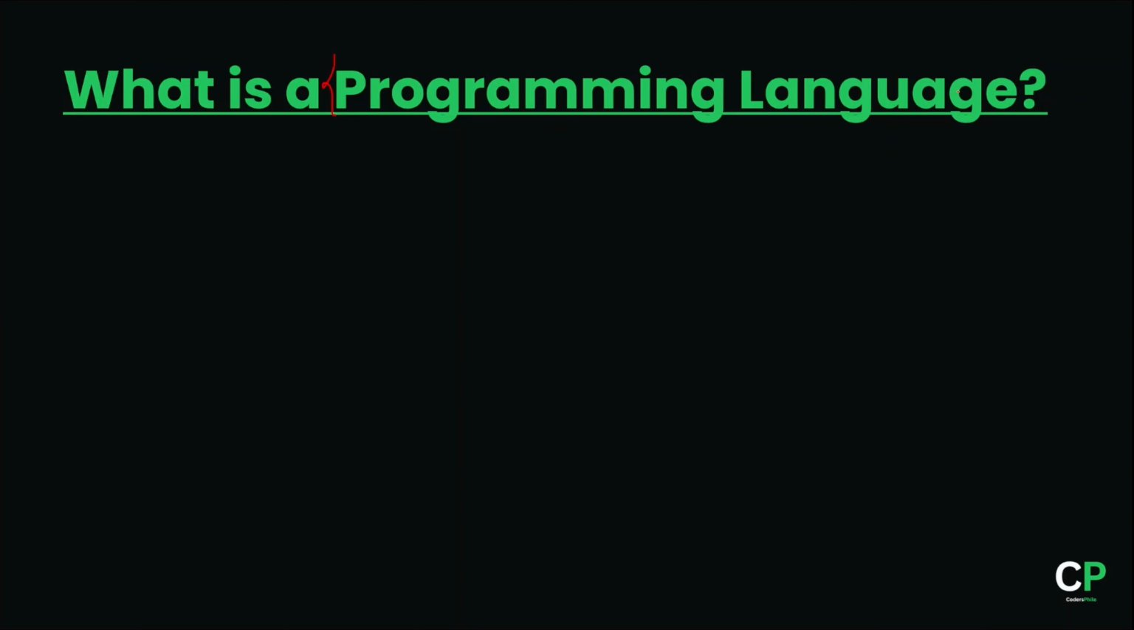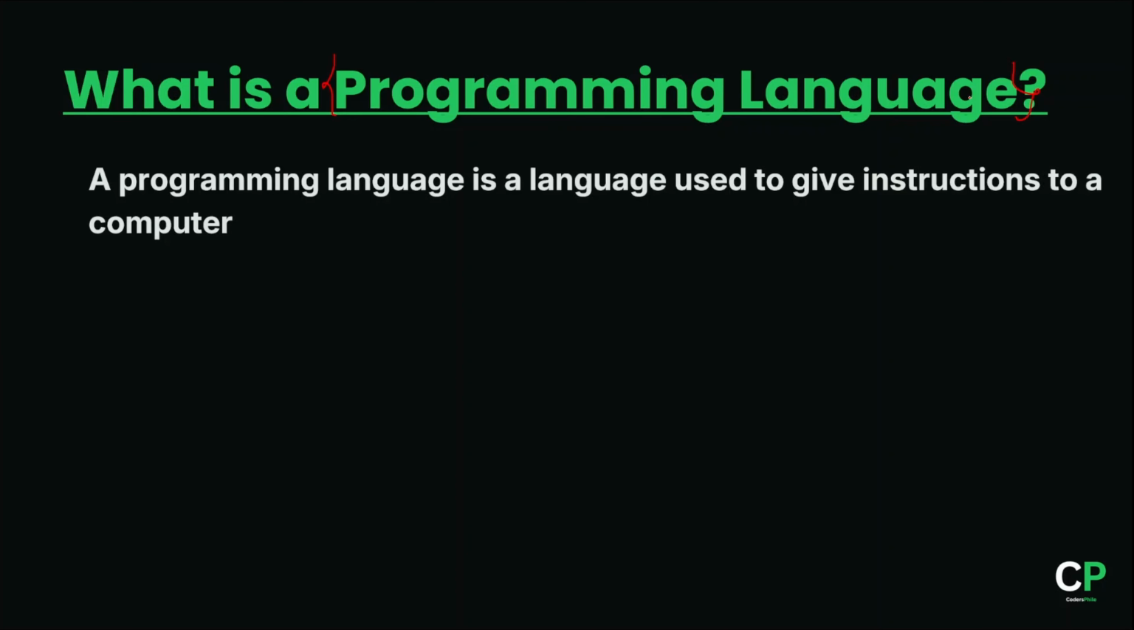Now let's see what a programming language is. A programming language is a language used to give instructions to a computer. We give instructions to a computer, and this process is known as programming. So in what language do we give the instructions to a computer? The language that is used to give instructions to a computer is called a programming language.